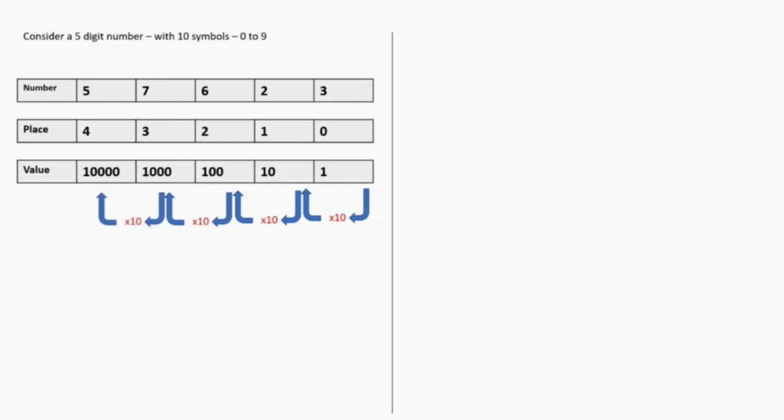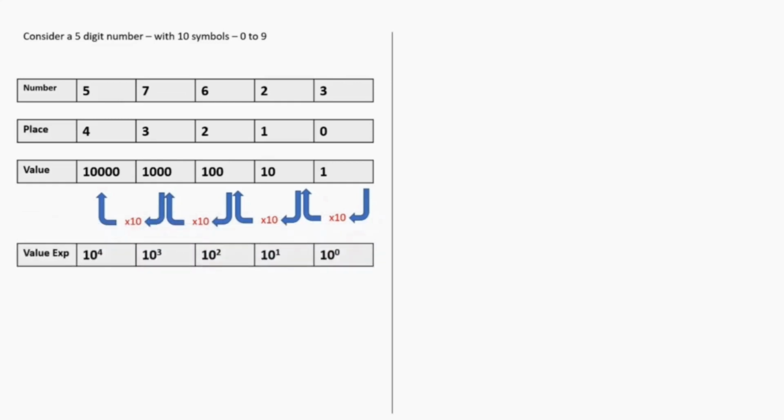Again, multiplied by 10 gives you the next place value. Keep this in mind. Remember how the number system works. There's a place and there's a value to every place, and every place changes exactly with the same multiplication of 10, right?